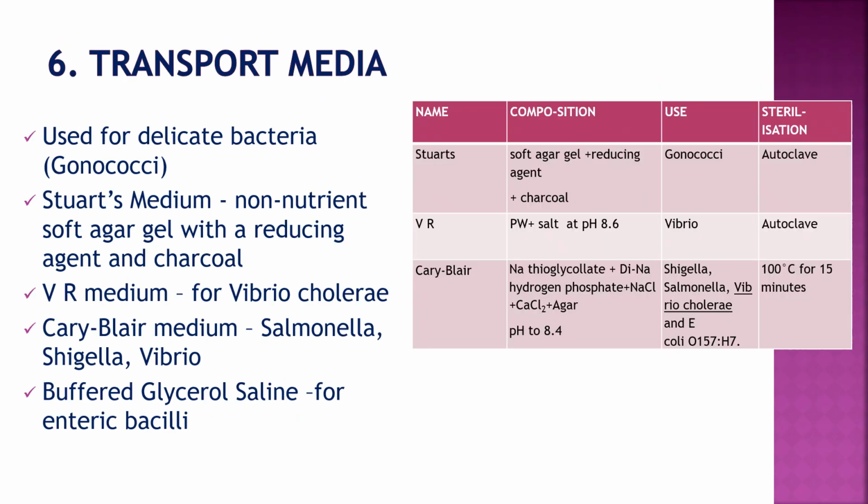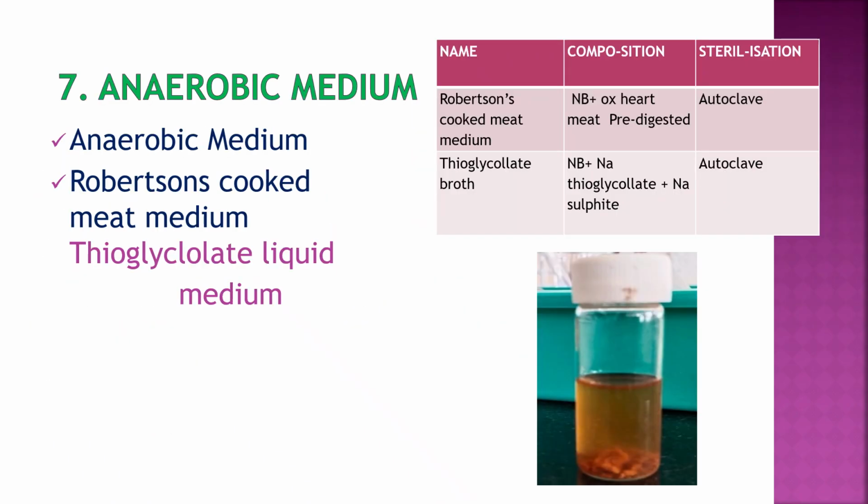Some delicate bacteria need transport media, such as Stuart's medium, or Venkatraman Ramakrishnan medium for Vibrio, and Cary Blair medium for Salmonella, Shigella, Vibrio, etc. Anaerobic media are for bacteria which do not grow in the presence of oxygen, so the media provide a deficiency of oxygen. Examples are Robertson cooked meat medium and thioglycolate broth.